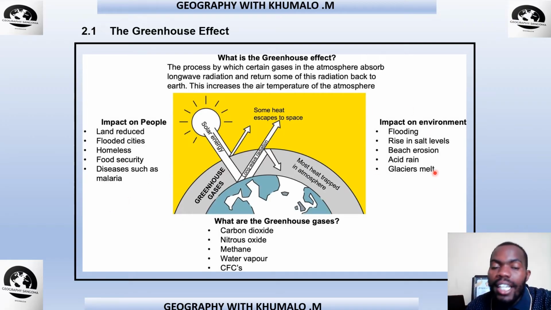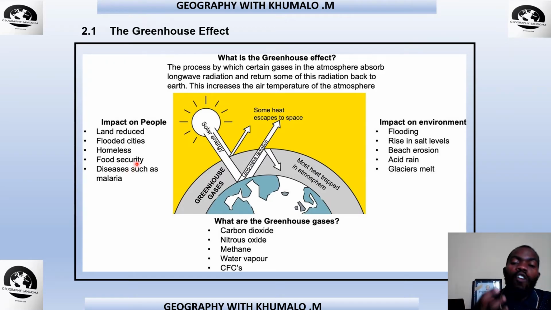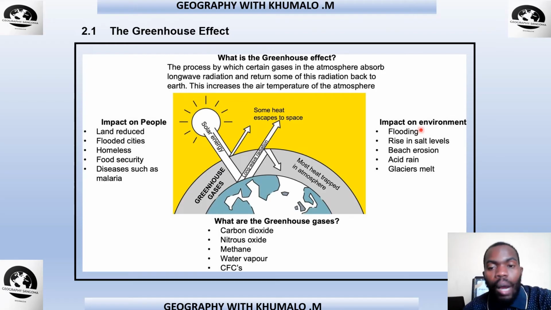And then now you can see that on the people, there are some impacts that are positive, there are some that are negative. Food security is a positive one because people will have availability of nutritious food that you've done in grade 9 in term 4. Now, the impact of the greenhouse effect on the environment: flooding. It may lead to rise in salt levels, beach erosion, acid rain, and glaciers melt. Now, what is a glacier? Moving ice.